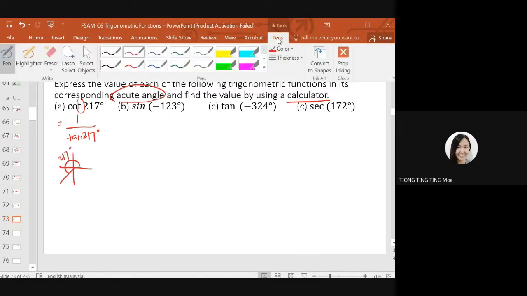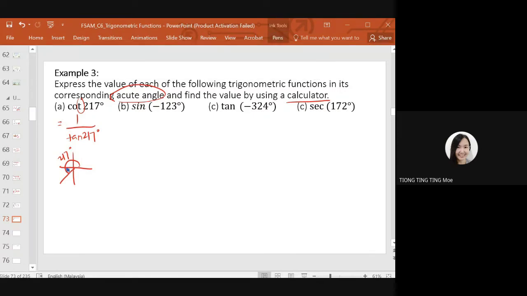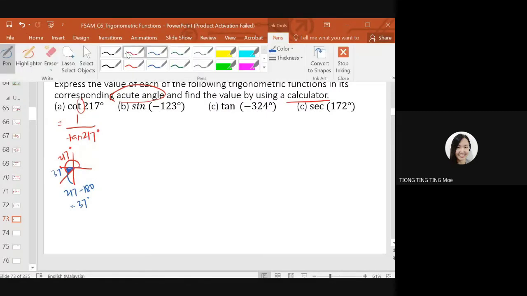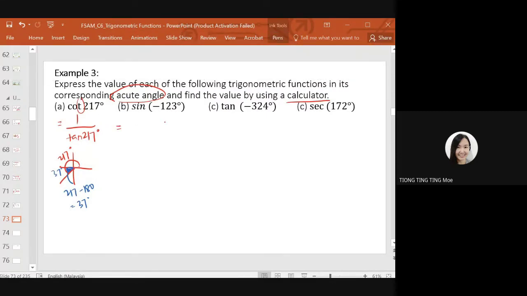Okay, so we want to know the basic angle. Which one is the basic angle? This is the basic angle. What is this? This is 217 minus 180, bigger minus smaller, so it's 37 degrees. So then we continue. Now you know it's the third quadrant, so now it's 1 over tangent of 217 minus 180 degrees. So we get 1 over tangent 37 degrees.